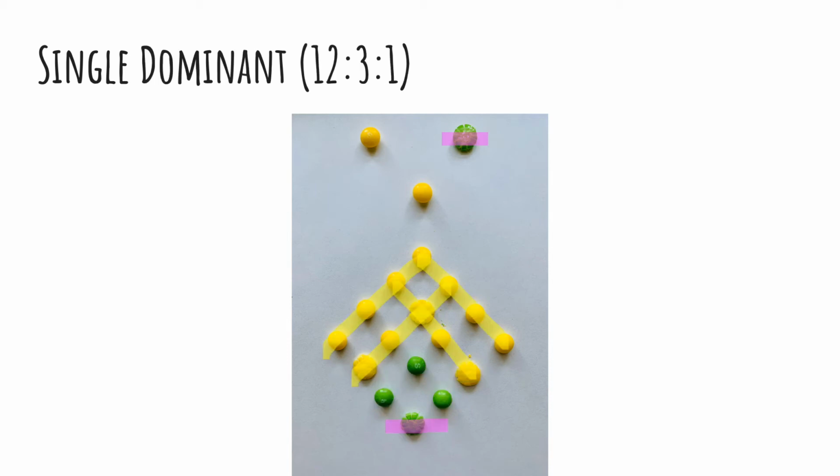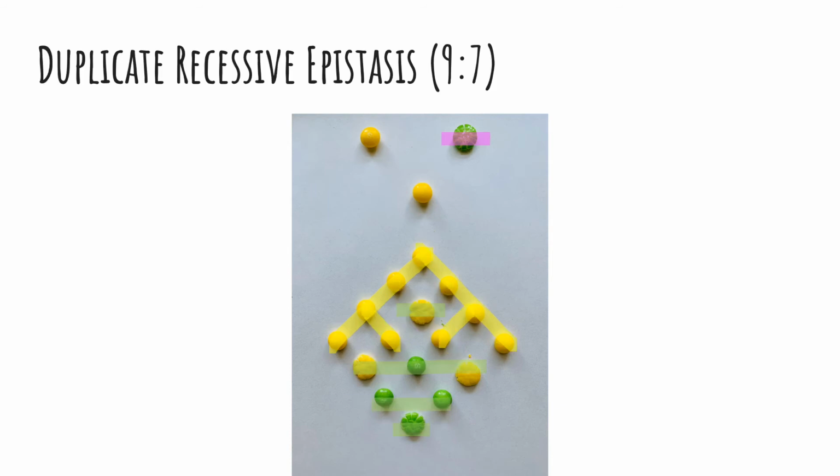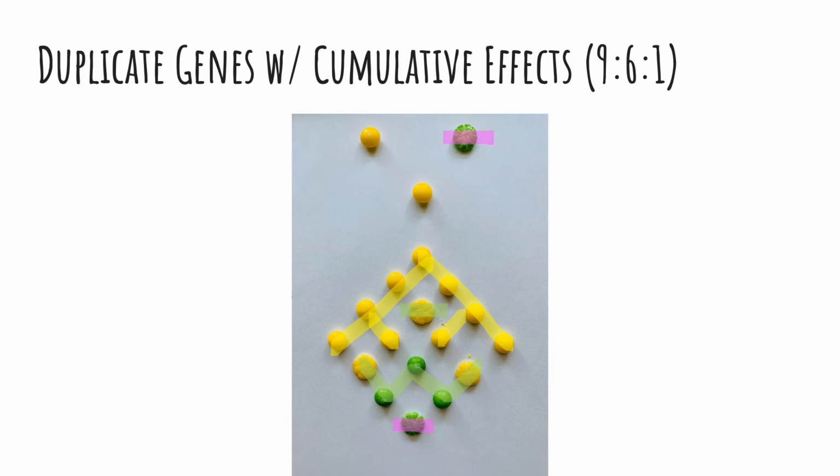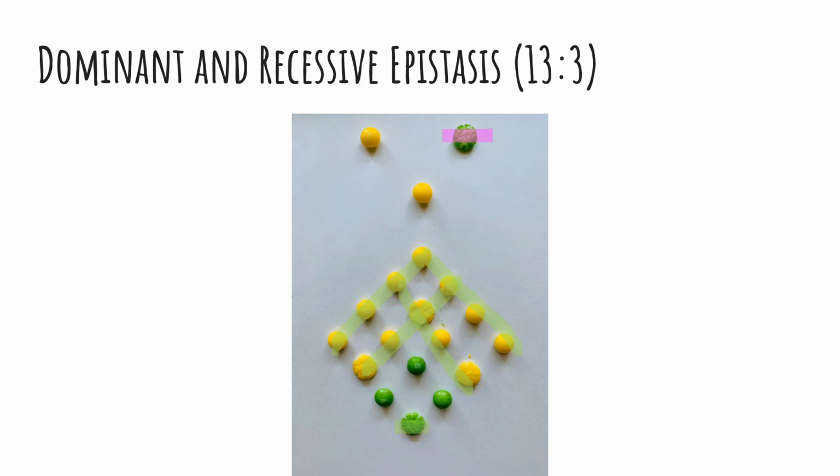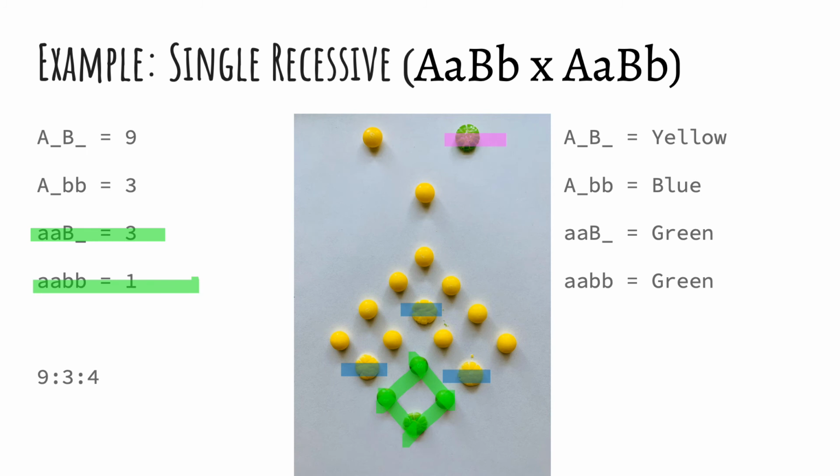Single dominant, duplicate recessive epistasis, duplicate genes with cumulative effects, duplicate dominant epistasis, dominant and recessive epistasis. And now we return to single recessive.